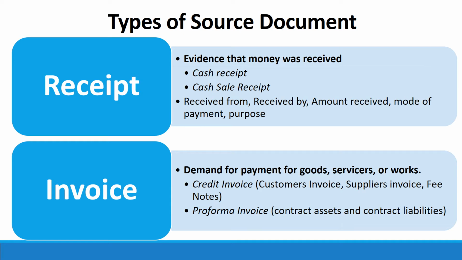An invoice is a demand for payment. There can be two types of invoices, that is, a credit invoice and a pro forma invoice. A credit invoice is an invoice for an obligation that has already been performed, such as customer's invoice, supplier's invoice, and fee notes. A pro forma invoice, on the other hand, is a demand for payment for an obligation that is yet to be performed. A pro forma invoice gives rise to contract assets and contract liabilities.